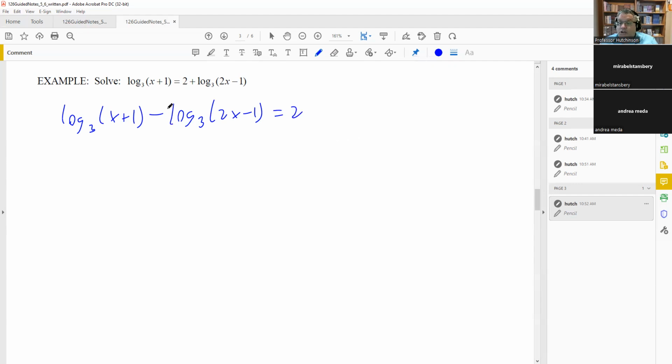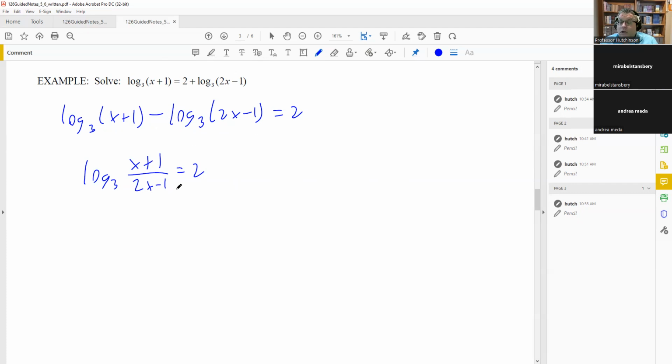Now that both logs are on the same side of the equation, the purpose for doing that is to use a log property to combine the two logs into a single log. Minus turns into division. So log base 3 of x plus 1 on top. We don't need the parenthesis there, so we'll just do log 3 of x plus 1, and on the bottom 2x minus 1, and that equals 2. Okay, so division happens here because of the minus sign.